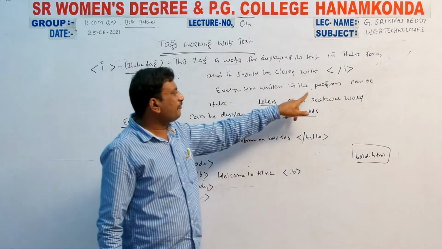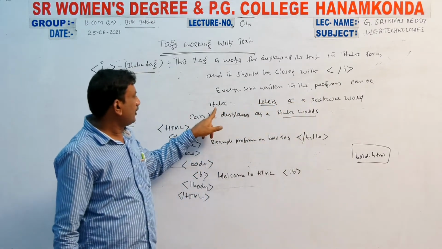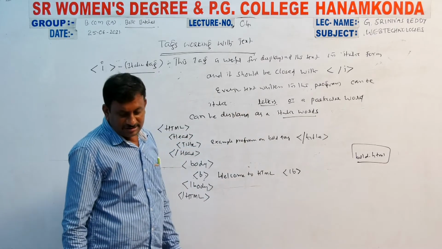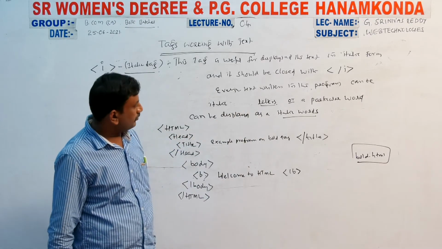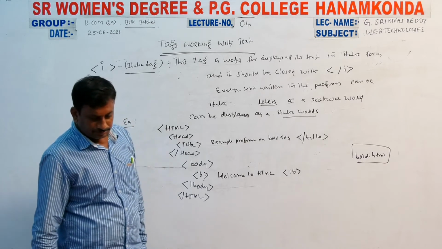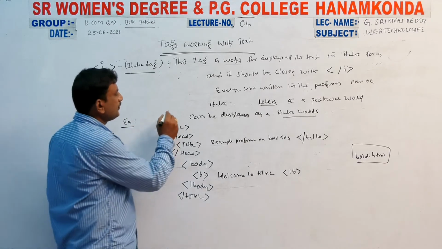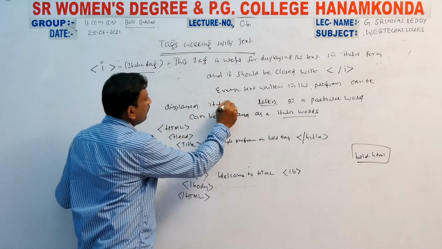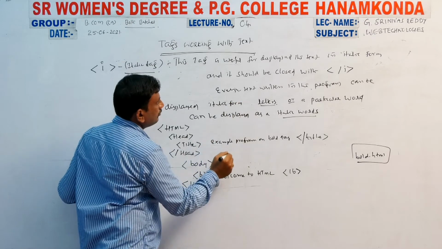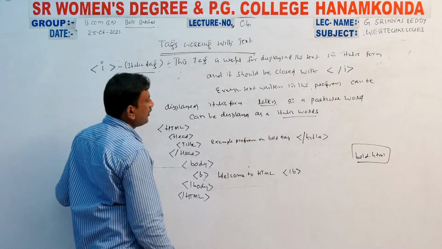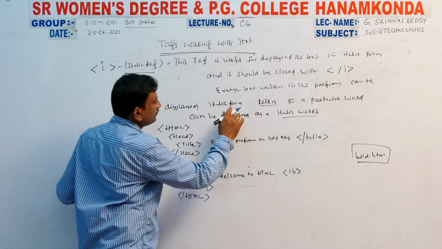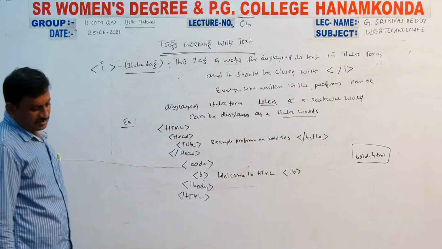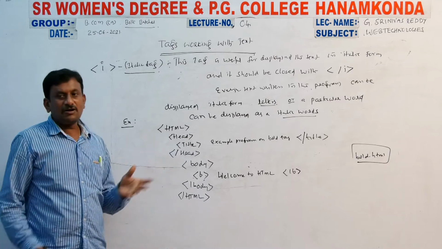Every text written in the program can be italic letters, or a particular word can be displayed in italic form as italic words. So this is called italic.